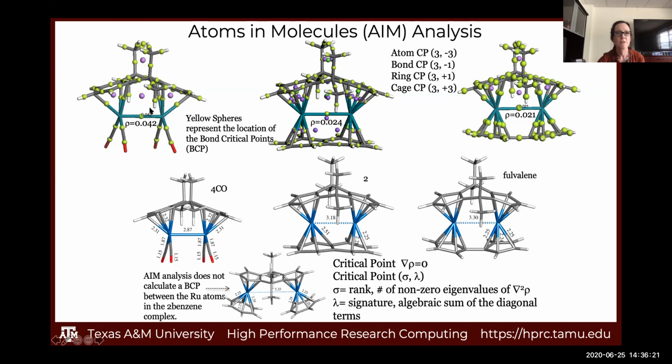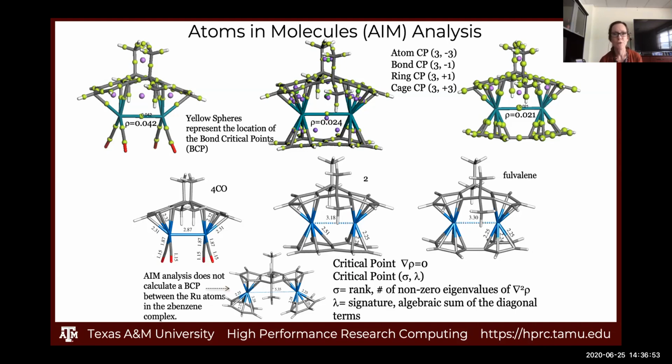Okay, so for instance, with these three molecules, all of these have a bond critical point in between the two transition metals. That doesn't tell you anything about the strength of that bond. It just tells you that there's a saddle point in the density between those two atoms. So regularly, people will want to know whether or not there's bonding in between two atoms, or if it's just being forced there, or what kind of interaction you have.